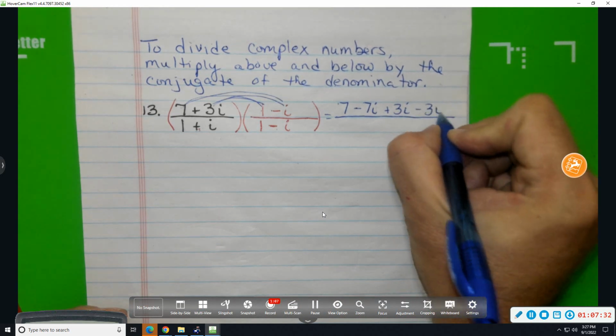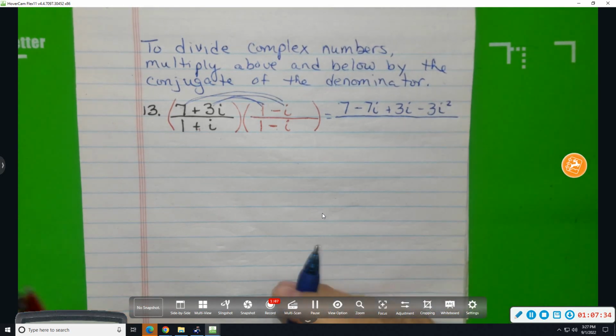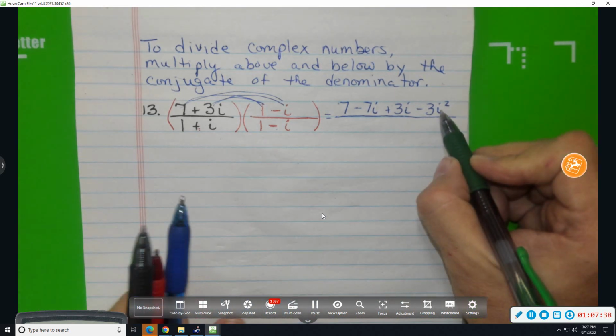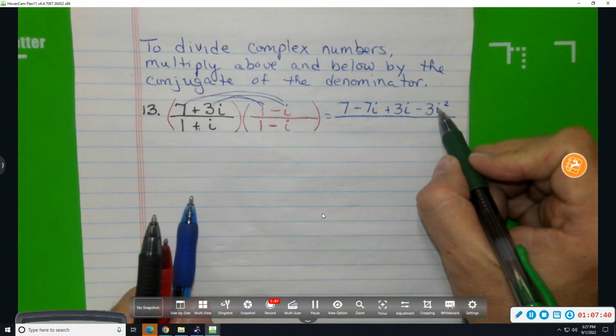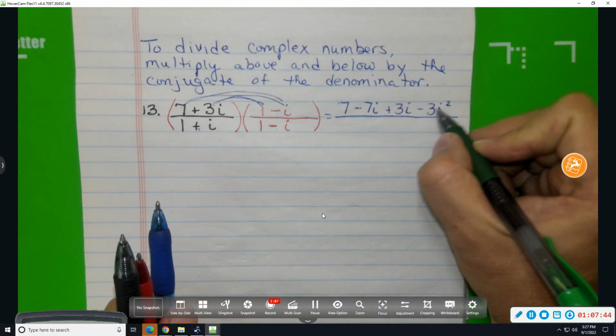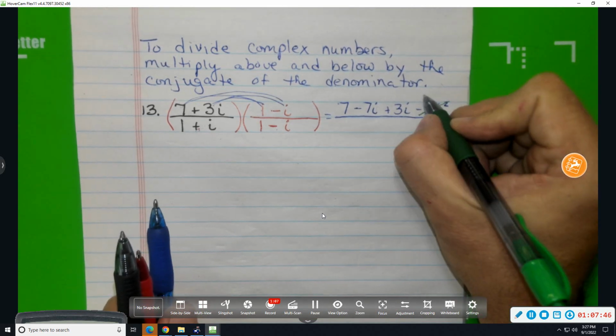Minus 3i squared. Okay, did y'all hear that? As soon as you get the i squared, change it to negative 1. So that's a negative 1 times negative 3. That's going to be a plus 3.